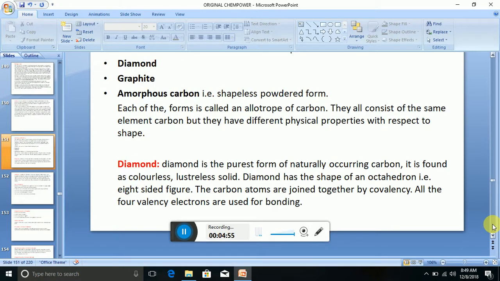Now let's look at diamond. Diamond is the purest form of naturally occurring carbon. It is found as a colorless, lusterless solid. Diamond has the shape of an octahedron, that is, an eight-sided figure. The carbon atoms are joined together by covalency. All the four valency electrons are used for bonding.